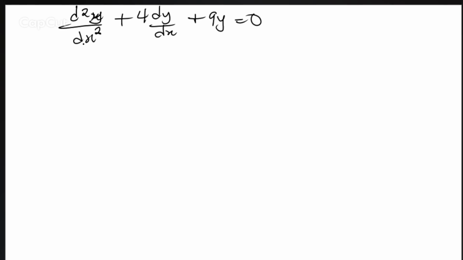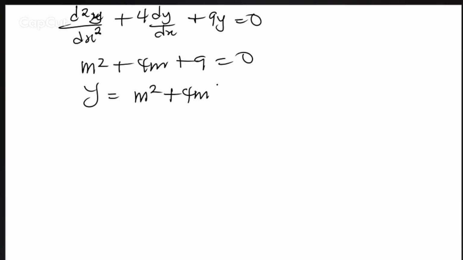Now, to get the auxiliary equation, we already know that it is always given as m squared plus 4m plus 9, and this is 0. So your auxiliary equation will now be m squared plus 4m plus 9. Are we together? The next thing is to solve your equation quadratically. To solve this quadratically, either you factorize, or better still, you use your quadratic formula.